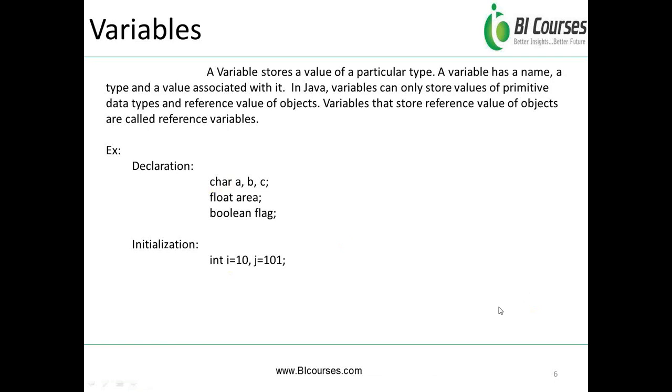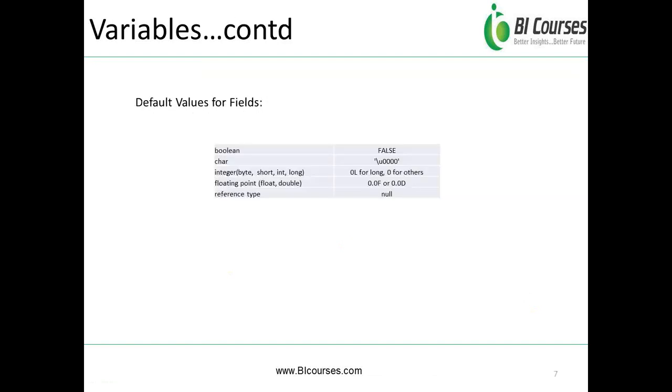Now, what are the default values for these variables? If we don't initialize these variables, what will the system print? For boolean the default value is false. For character, \u0000, for integer 0. For floating point 0.0f, and for reference types the default value is null. I'll write a sample program here and we'll see how Java prints the default values for these data types.